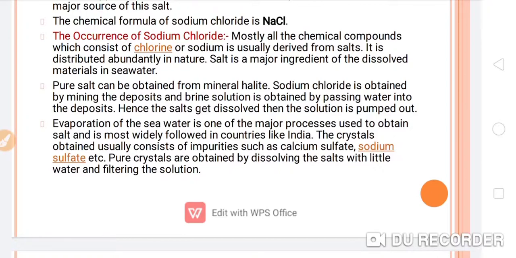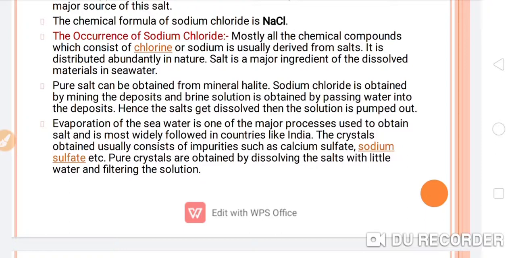So the term here is brine. What is brine? Brine is a saturated solution of the salt. Hence the salts get dissolved, then the solution is pumped out.